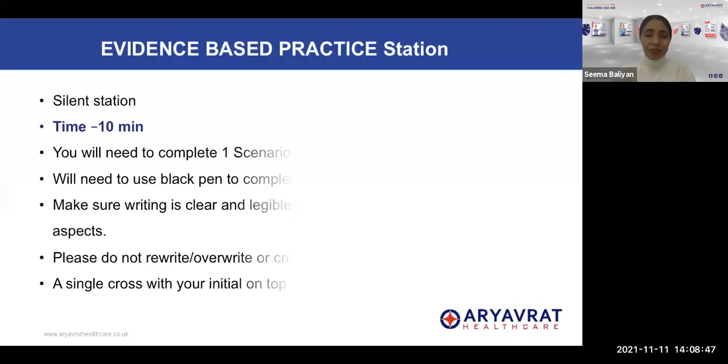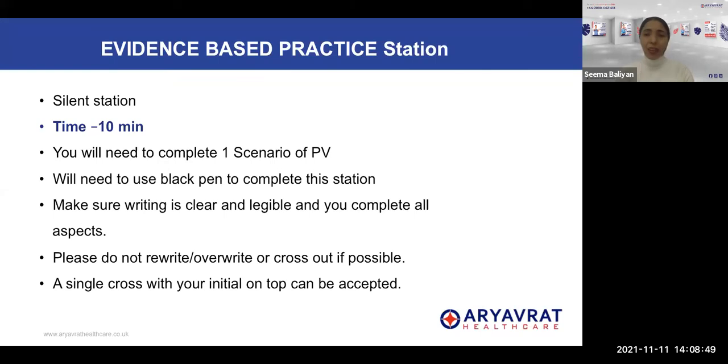So a little bit about the station. The evidence-based practice station is a silent station. The time that you are given is 10 minutes, and you will need to complete one scenario of evidence-based practice in this station. You will need to use the black pen to complete the station. Make sure your writing is clear and legible and that you complete all aspects of the scenario. Please do not rewrite or overwrite or cross out if possible. A single cross with your initial on the top is acceptable.